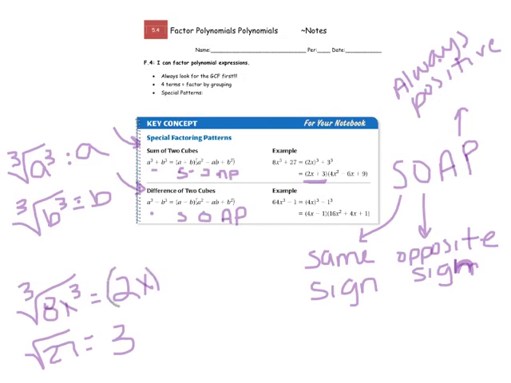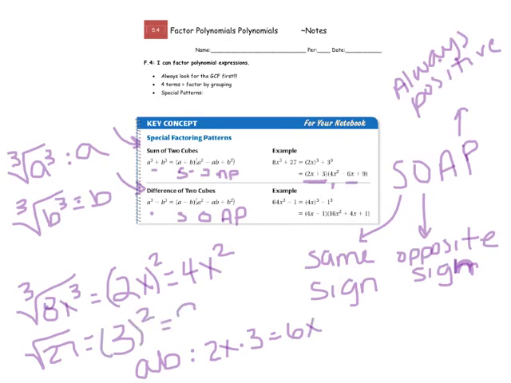And then you're going to take this 2x and you're going to square it to figure out what goes in the next set of parentheses. So 2 squared is 4 times x squared is 4x squared. Then you're going to take a times b, so 2x times 3, which is 6x, so that goes in the middle. And then you're going to square the b term, which is 9. All right, and then again, we're using SOAP for our signs. Same sign, opposite sign, always positive sign.